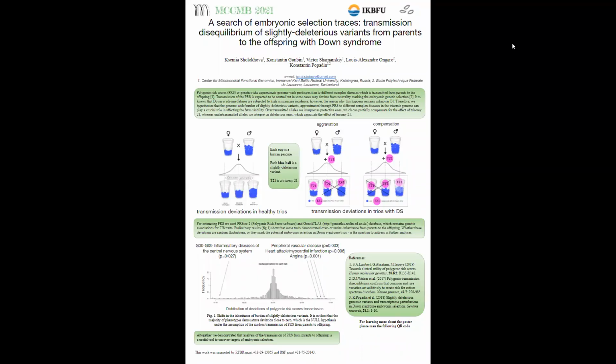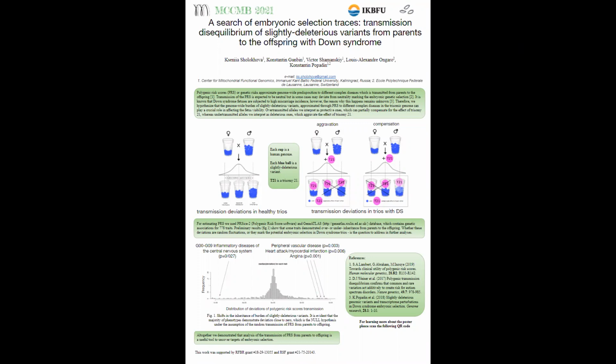Hello everyone, my name is Kseniya Sholokhova and today I would like to present our project, which is called A Search of Embryonic Selection Traces: Transmission Disequilibrium of Slightly Deleterious Variants from Parents to the Offspring with Down Syndrome.